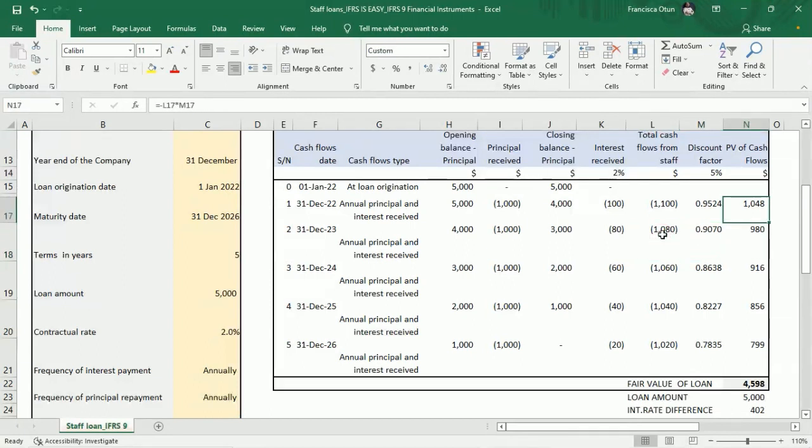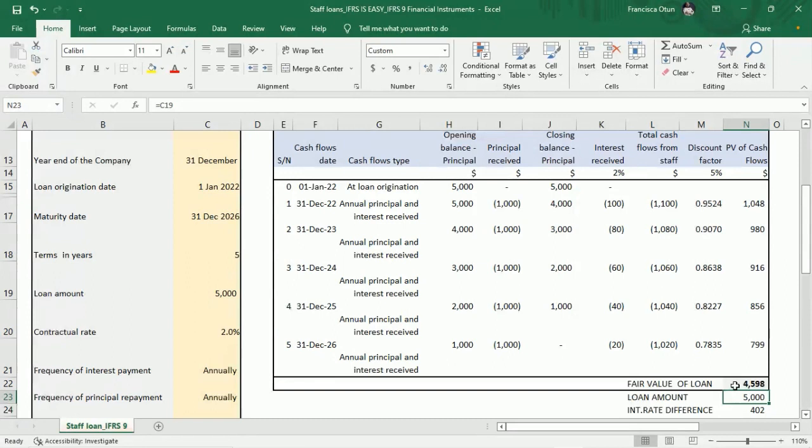And so it is now the present values that are added together to give us what we call the fair value of the loan. What this means is that the fair value of the loan is the actual amount that will be recognized as the staff loan that has been given to the staff. It's funny, right? The loan amount itself is $5,000.